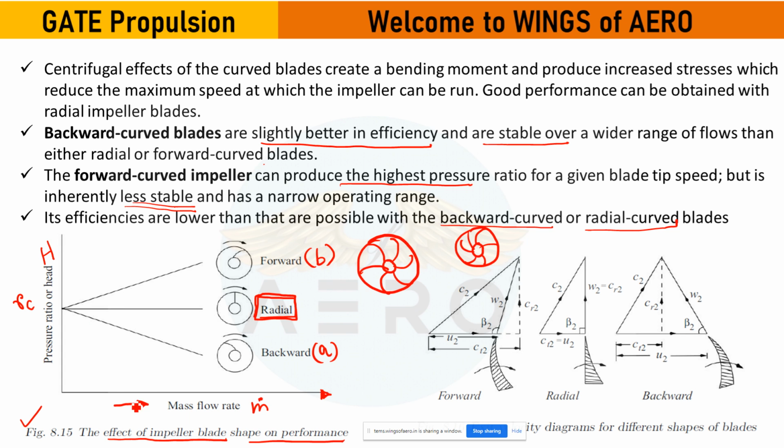And next, as the mass flow rate increases, the pressure ratio remains at the same point. There is no variation. So from that point of view also, it is the moderate one.